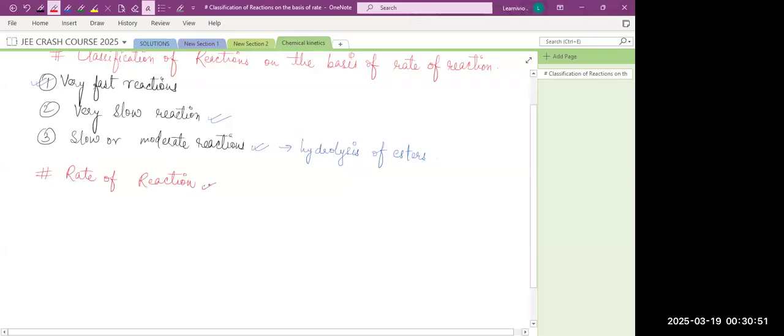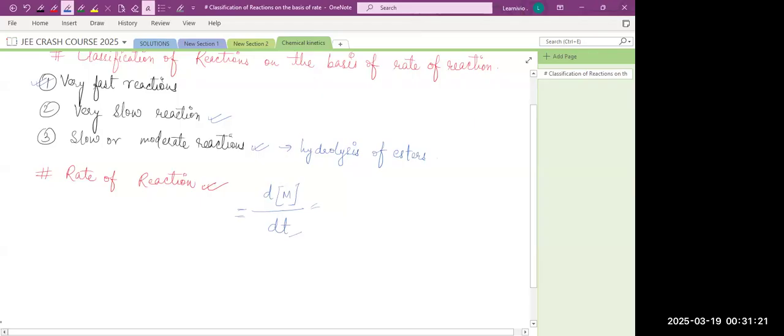The rate of a reaction is defined as the change in concentration of any of the reactant or product per unit time, right? With respect to time. Like, using d for change, it is d concentration upon dt. So we can define the rate of reaction like this: the change in concentration with respect to time.